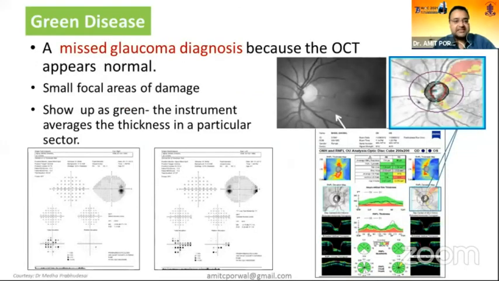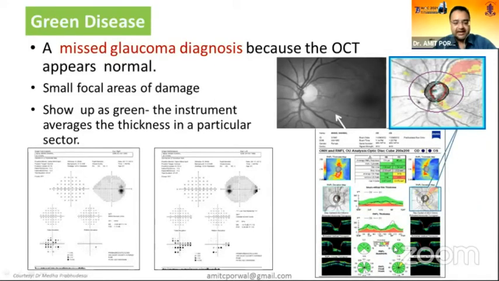Now what is green disease? It is a missed glaucoma diagnosis because the OCT appears normal. In this, the average RNFL thickness shows green color, so you feel that the OCT is normal, but actually it is not so. If you look at the small focal changes of damage, you can see in this red-free image that there is an RNFL defect here. In the OCT there is an RNFL defect, but the average RNFL thickness is not showing any defect; it is showing green color.